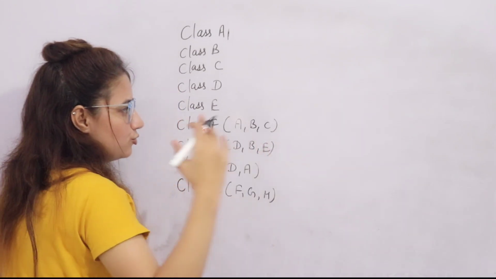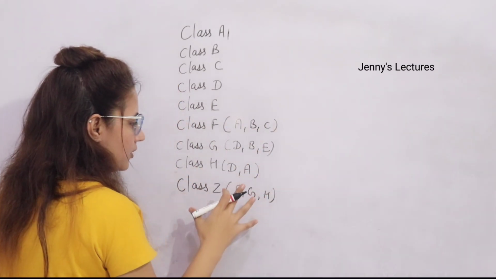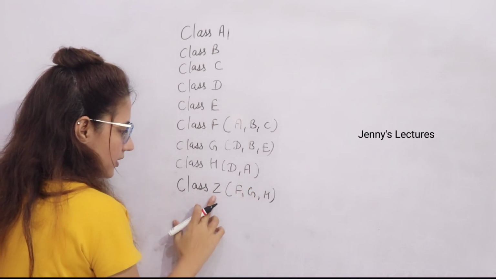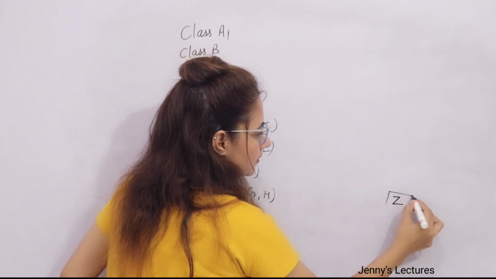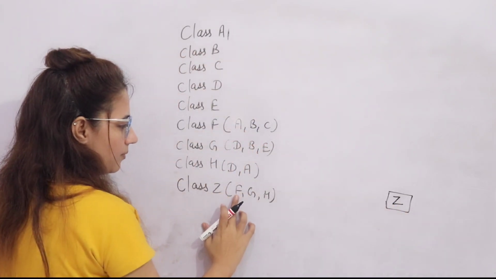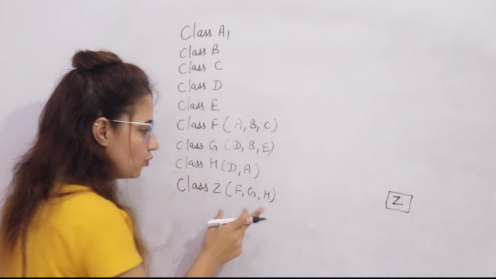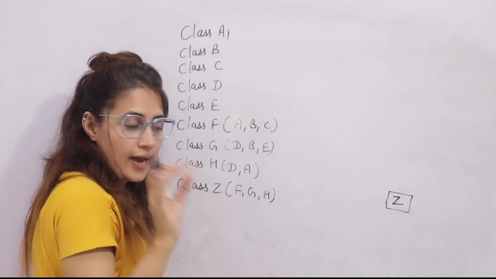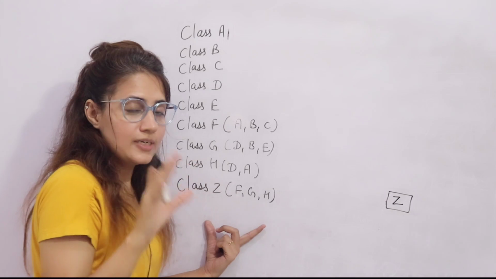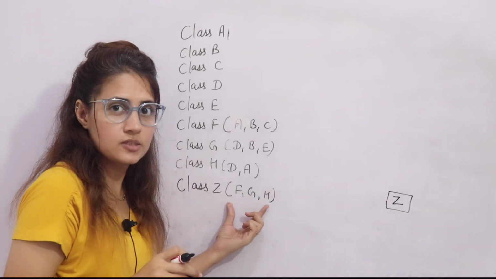Now let's just draw first a diagram of this thing. So I'm just starting from here. The last class is Z. So Z is inheriting from F, G and H. So this order is also very important. This is what is known as local precedence order, right? And the algorithm or the technique you use to find out MRO should follow this local precedence.